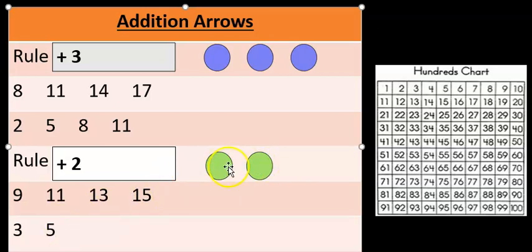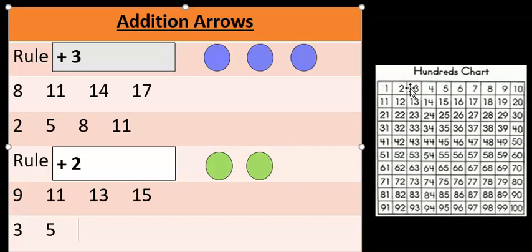Now let's look at our hundreds chart. Let's see if that is correct. Ready? Let's go to 3. Let's find 3 up here. Right there is number 3. Now first graders, what's the rule say? What's the number we're going to add to 3?